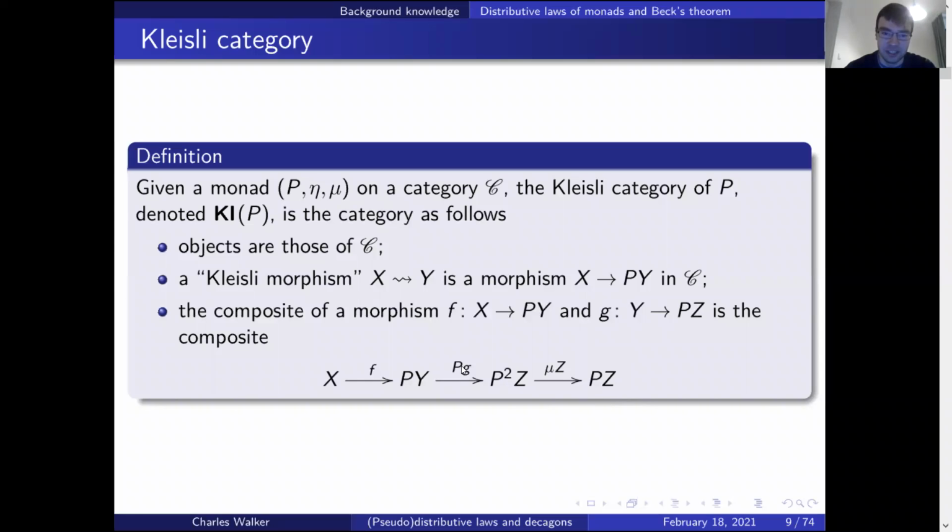Maybe I'll just mention here that you could write this composite, PG followed by mu Z, as G to the P, the extension of G. Right, so when you use the extensive form, it becomes a bit easier to talk about composition in the Kleisli category. So that's why sometimes it's called the Kleisli presentation of a monad, Kleisli triple, and so on.